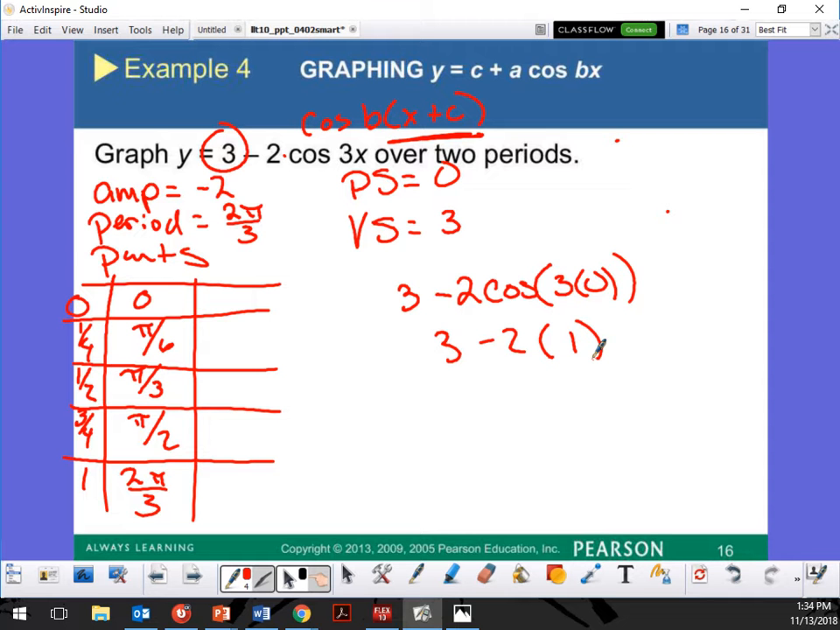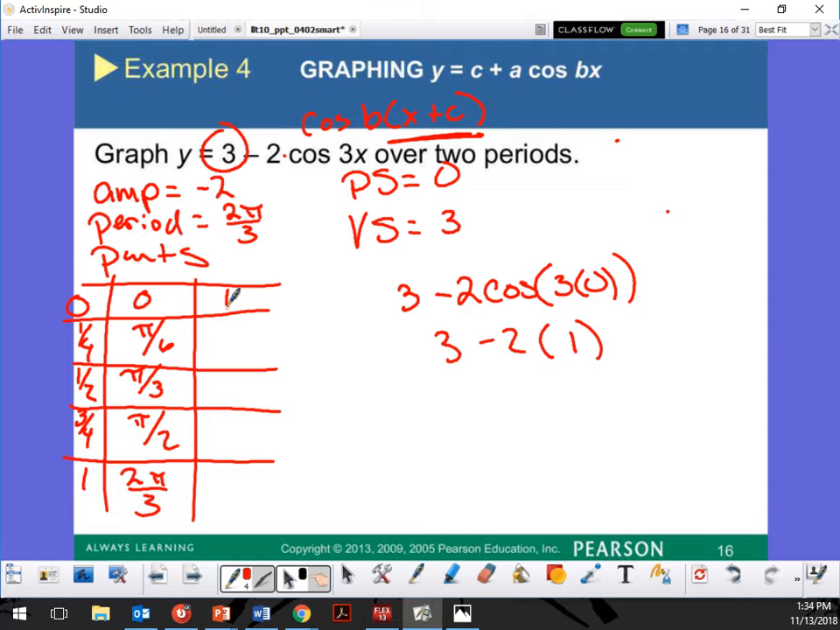So it should look like this. At 0, cosine was 1, times negative 2 is negative 2, and we have plus 3 here. That's positive 1. Cosine at pi is negative 1.